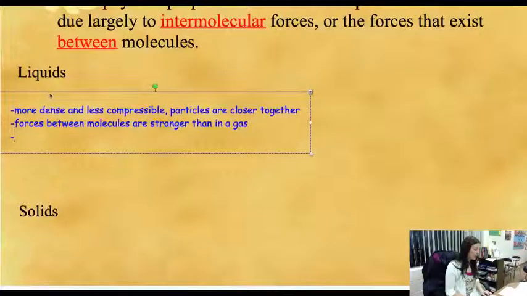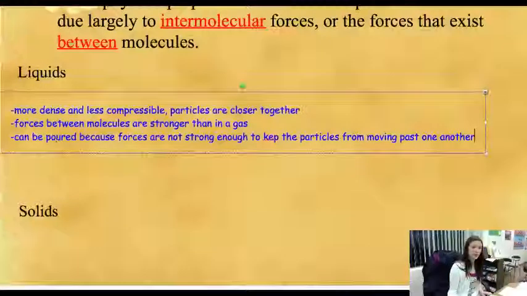Okay. Liquids can be poured because the forces are not strong enough to keep them from moving past one another. So they're stronger than a gas, but not so strong that the particles eventually can't move and slide around. All right, so that's a liquid.